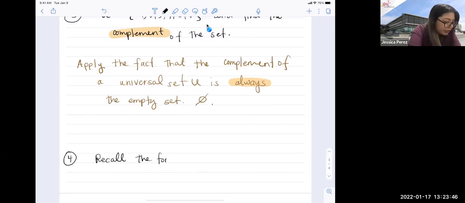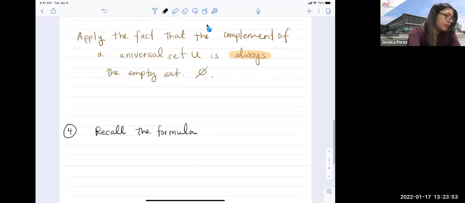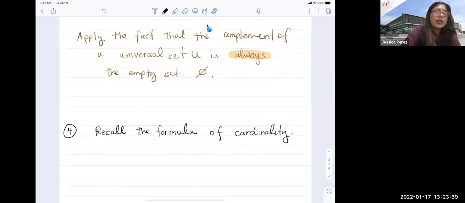The formula. This is something that you need to know for your test. Of cardinality. Well, which one is that one? Well, there's a formula.